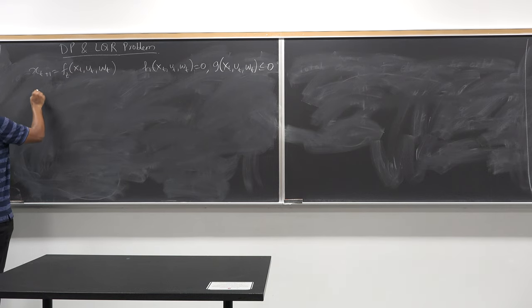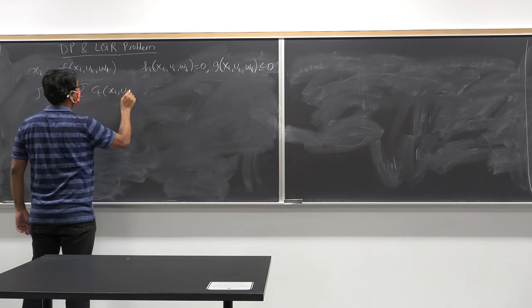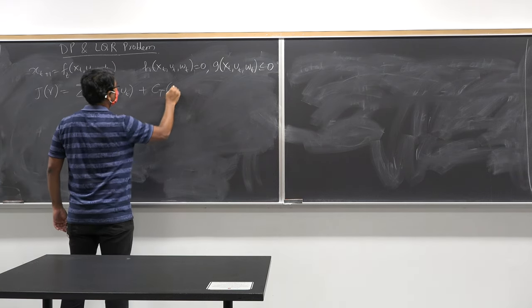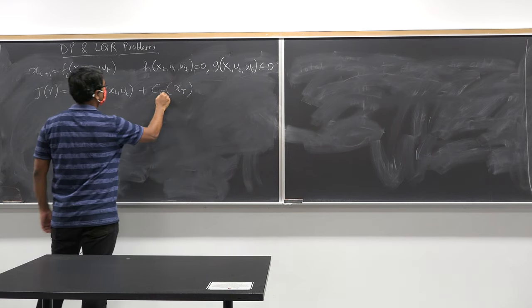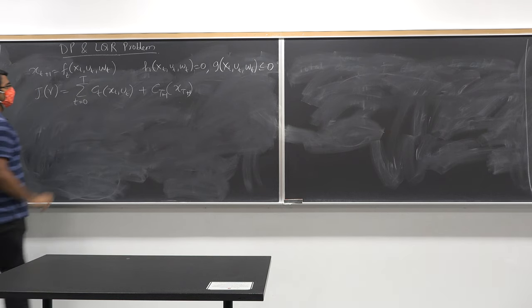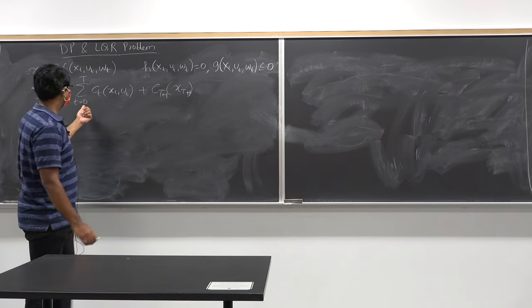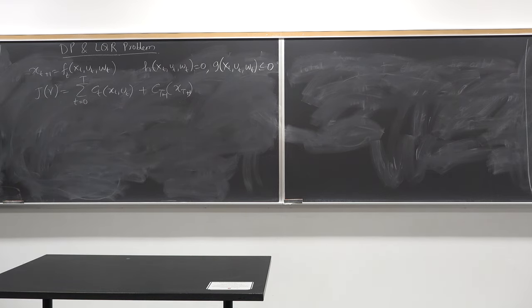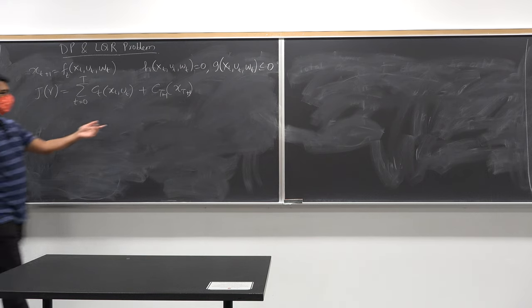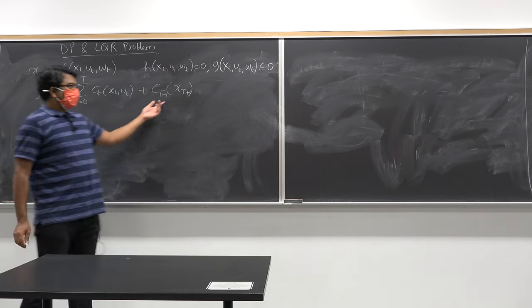Well, what is the performance index? J of gamma equals the sum over t from 0 to capital T, plus the terminal cost C capital T plus 1 of x T plus 1. Okay, so it's a finite horizon problem. Time goes from 0 to capital T plus 1. This capital T plus 1, of course, varies from problem to problem. In some cases, this capital T could be a million or a billion. In some cases, it could be just 10 or 50.